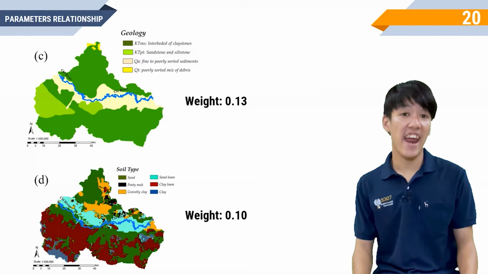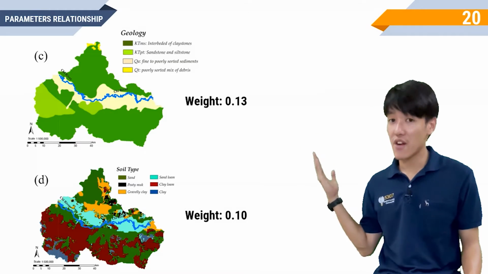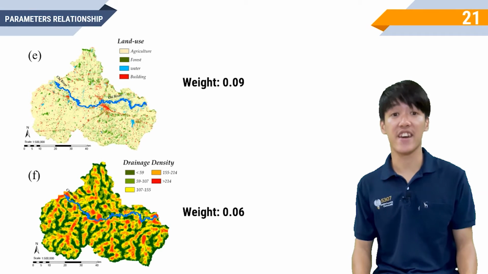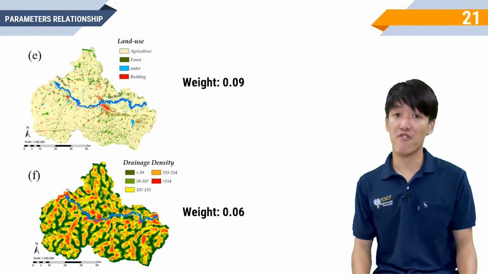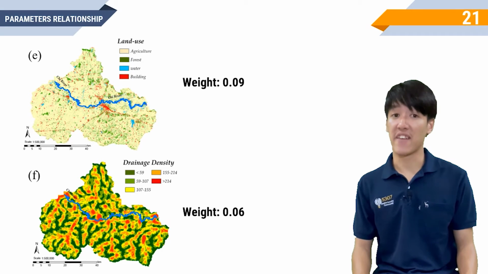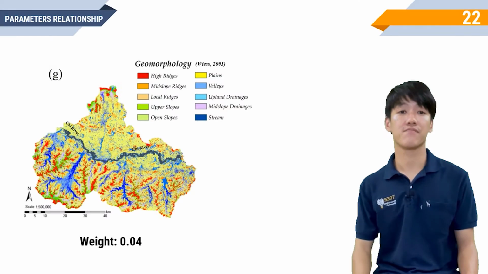Soil type: the clay content in the soil causes a lower infiltration rate, which enhances the flood risk of the area, as shown in figure D with a normalized weight of 0.1. Land use: the CRB land use map is presented in figure E with a normalized weight of 0.09. Pavement in urbanization's land use trend causes flooding. The net density map is shown in figure F with a normalized weight of 0.06.